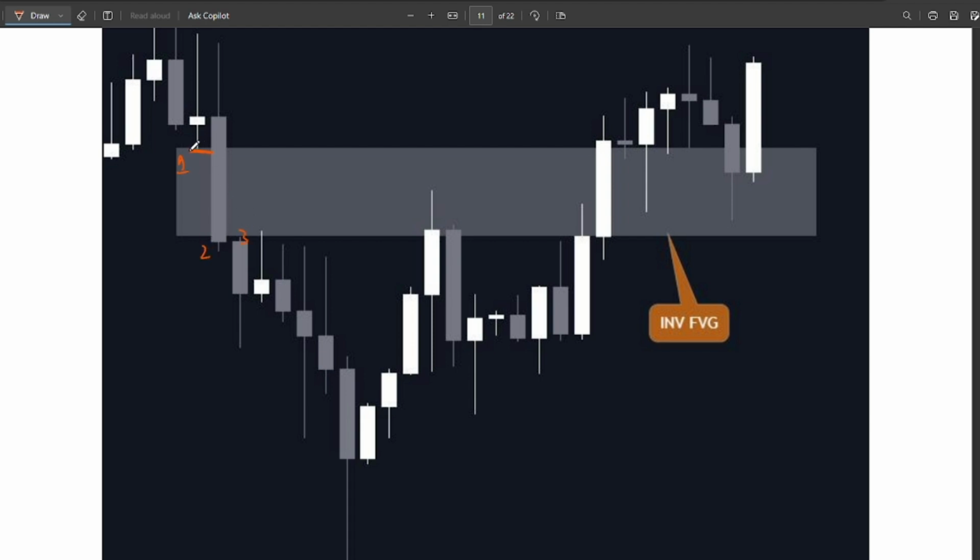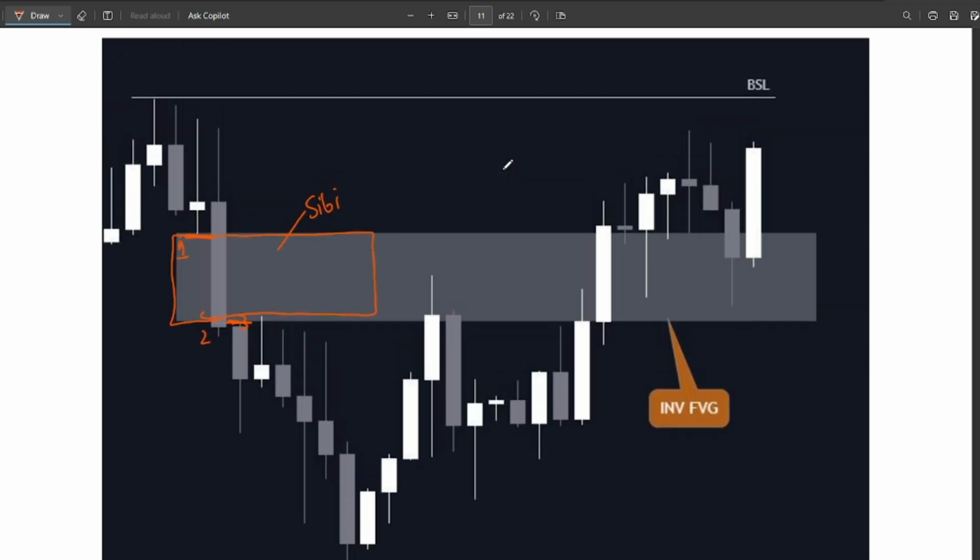So the low of the first candle and the high of the third candle would act as inefficiency and create this gray box known as what? SIBI. This SIBI should have acted as resistance in normal circumstances. But this isn't a normal circumstances scenario. Why? Because you can see price disrespected this SIBI and closed above it.